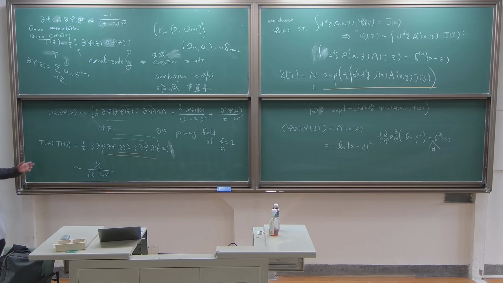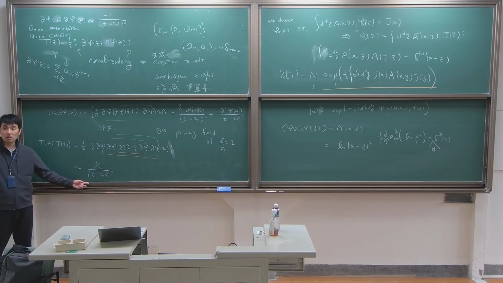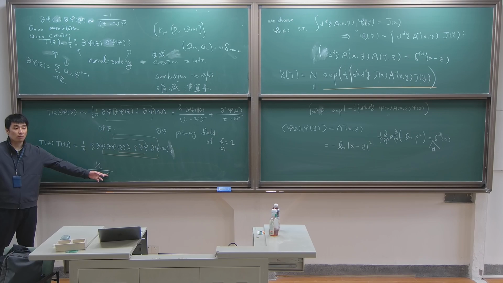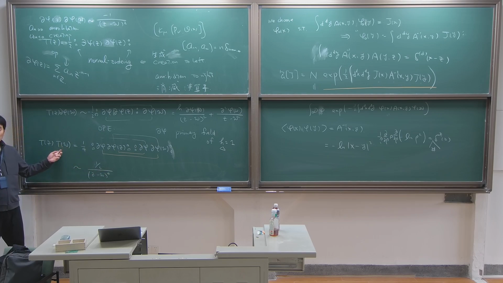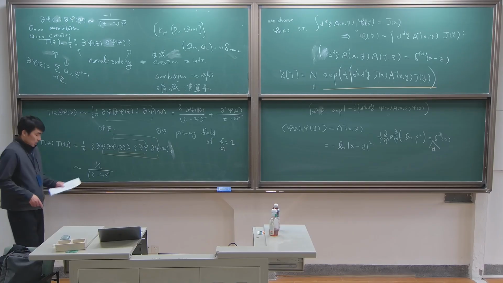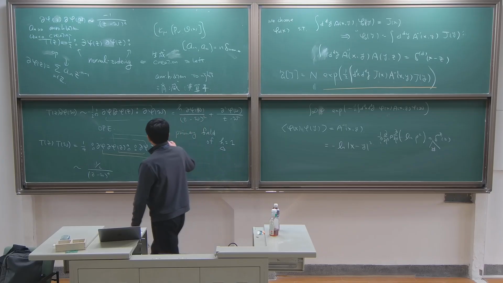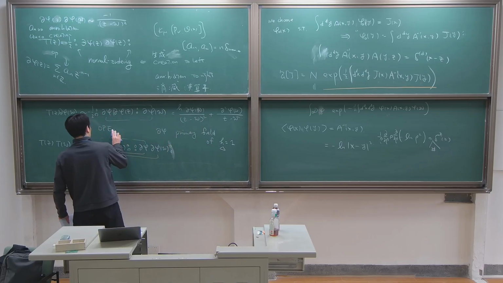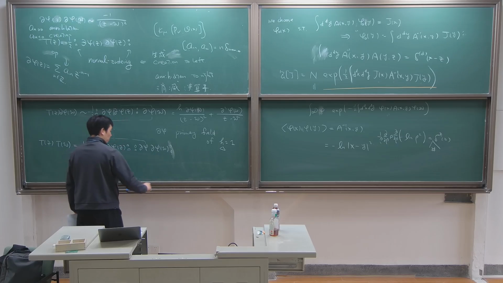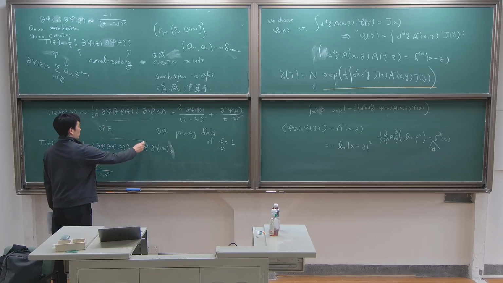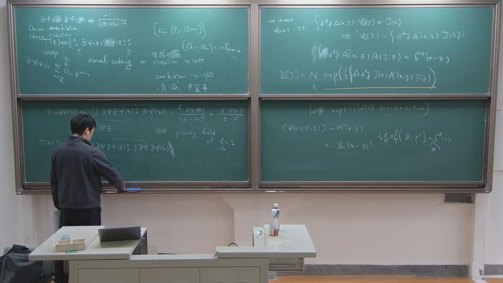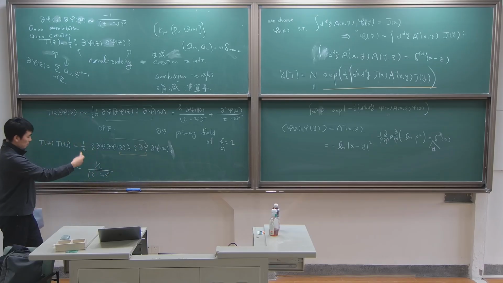This means that T already has a high order singularity. It's more than 2, so therefore it's not a primary field. T is not a primary field. And then the other thing is that you can take only one of the contractions. Either you do this contraction, or this contraction, and then the other one.